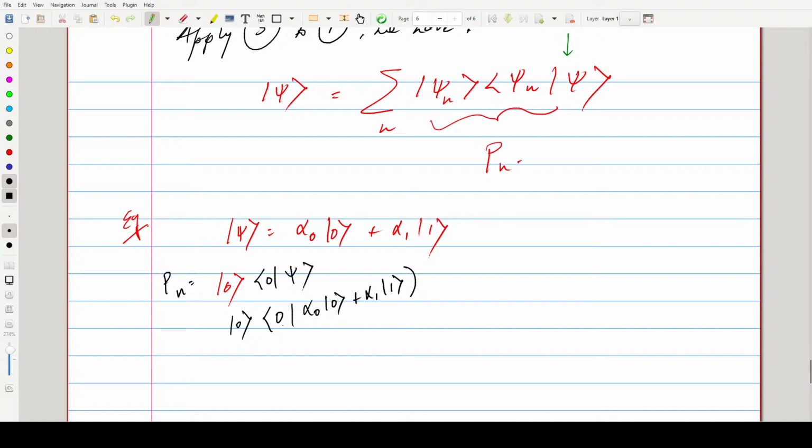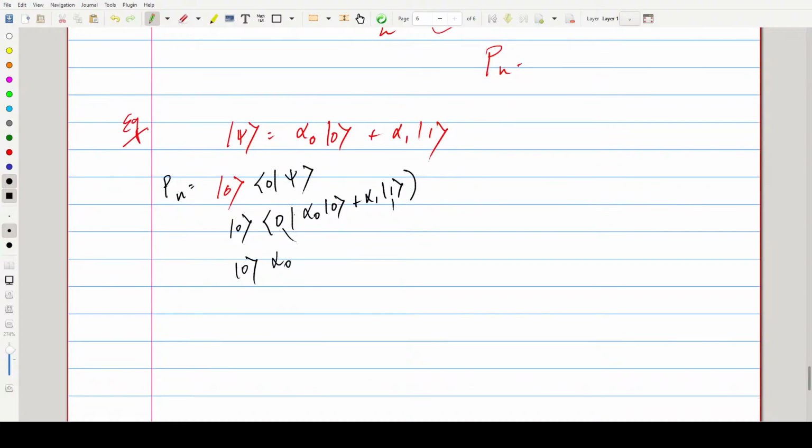Now note that these two will cancel out because they are orthogonal to each other, so we are going to be left with our alphas. And what are these alphas? These are our projections. As we know, these are our projective angles, or should I say these are our projections on the state of alpha.